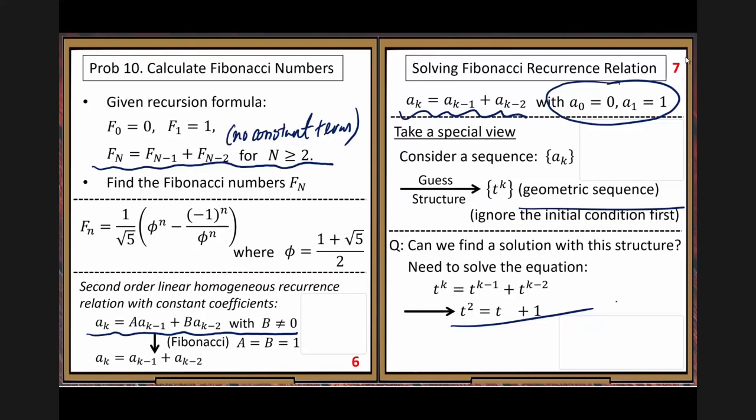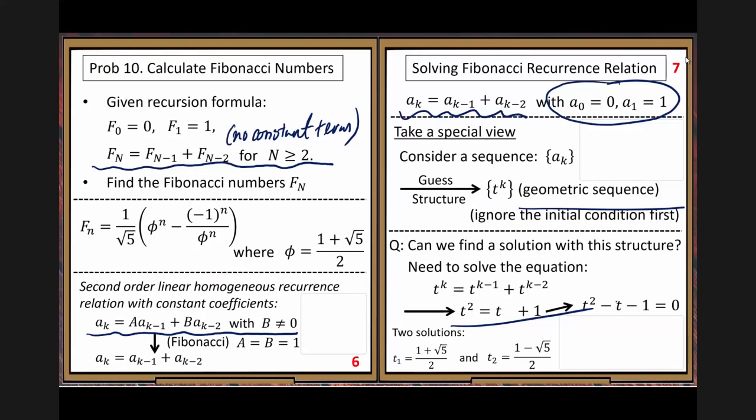So we know there are two roots for this quadratic equation. Let's write the standard form: T squared minus T minus 1 equals 0. Then we apply the standard quadratic formula. There are two solutions. The first one, T1, equals (1 plus root 5) over 2, and T2 equals (1 minus root 5) over 2. Two real solutions, real numbers.